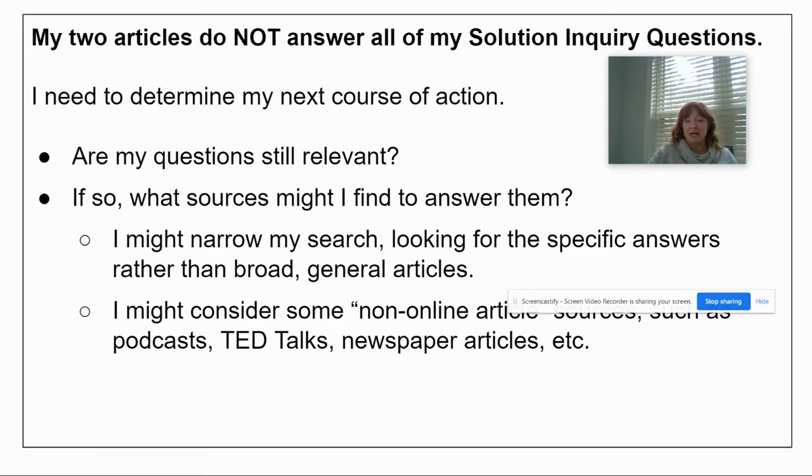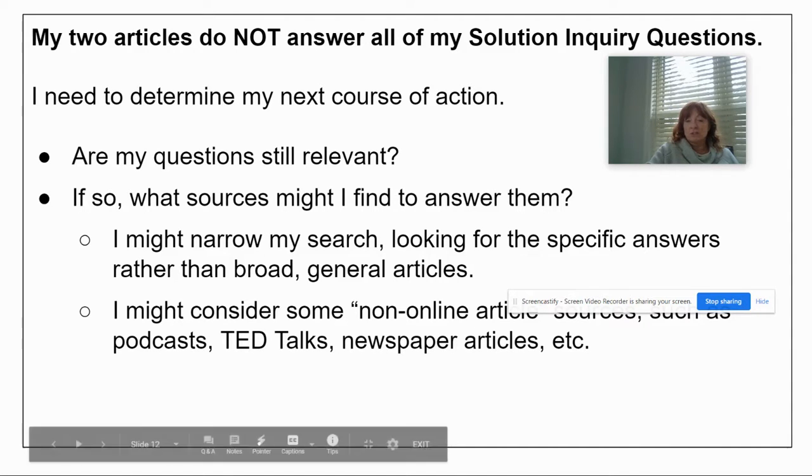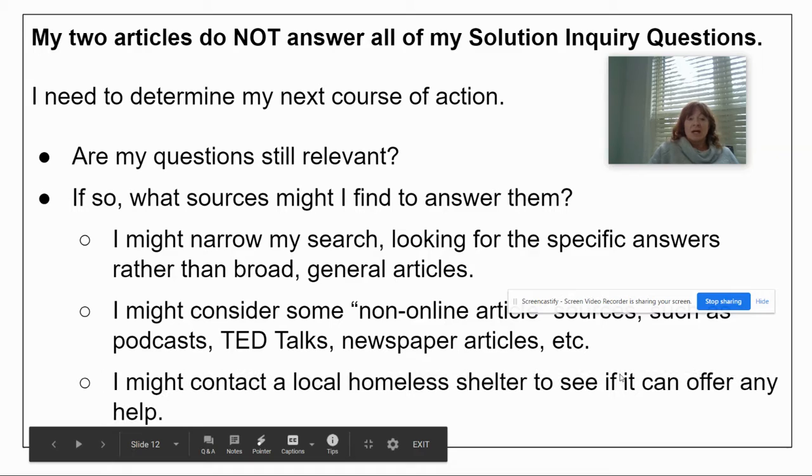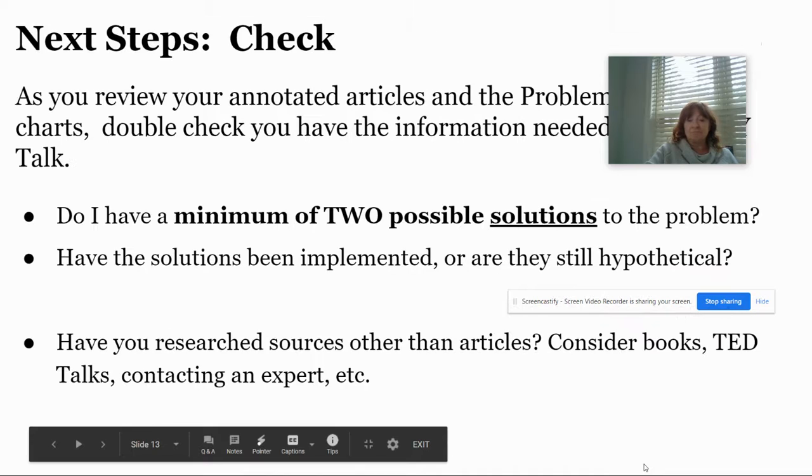I might even want to look at some non-online articles. I might want to look at podcasts, TED Talks. Maybe I know somebody who volunteers at a homeless shelter I could ask. Maybe there are newspaper articles. So if your parents get a newspaper, online articles are fine, but consider using some other types of sources as well. I might even contact a homeless shelter to see if I can get any help from somebody there.